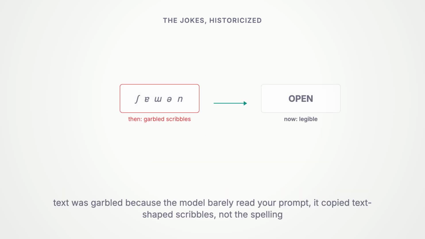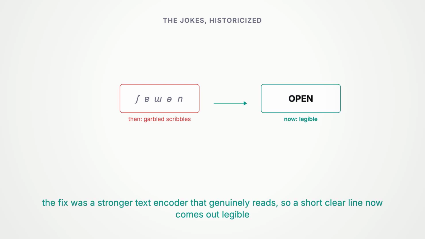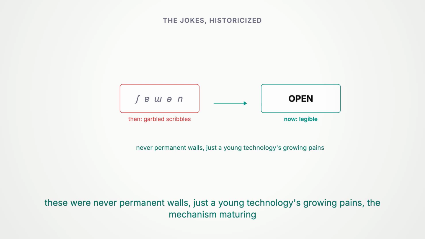Text was garbled because, back then, the model barely read your prompt. It saw text-shaped scribbles in its training images and copied the shape, not the spelling. The fix was the very thing from earlier, a much stronger text encoder that genuinely reads, so a short, clear line of text now comes out legible, where a few years ago it was nonsense. So these were never permanent walls. They were a young technology's growing pains, and watching them get fixed is just watching the mechanism mature.